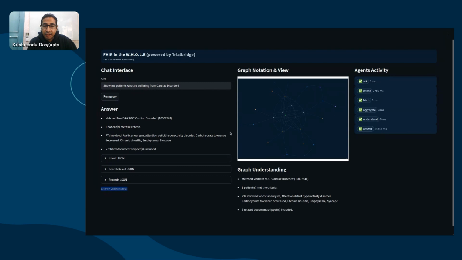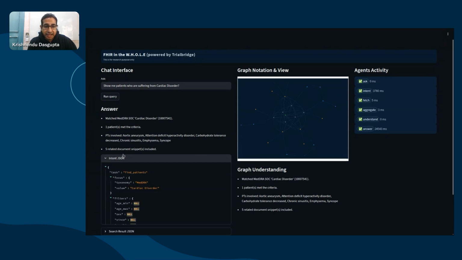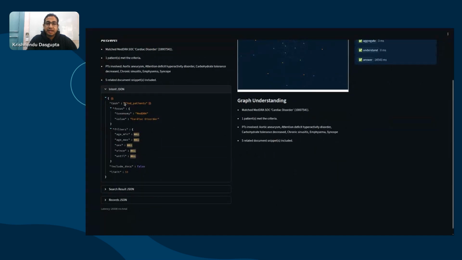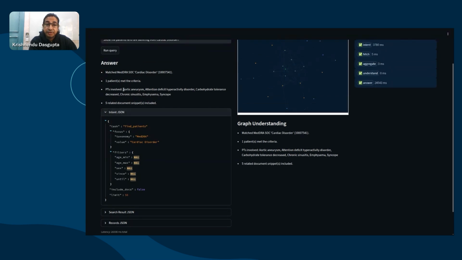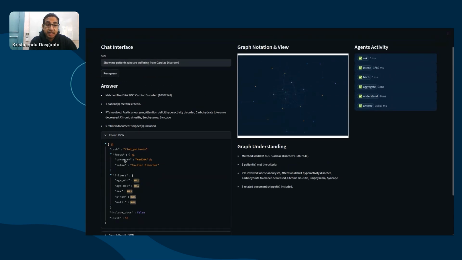Now over here, before that, what exactly did the intent pass? When we say, show me the patients who were suffering from cardiac disorder, if you look into it, it directly created a task and said, I have to find patients. Think of it this way: this is exactly the taxonomy or structure where you can fuse your own MCP plugins. Intent is where you say, I want to find a patient, and my taxonomy should be on MedDRA, because for me, most of the lowest level terms appear in MedDRA.